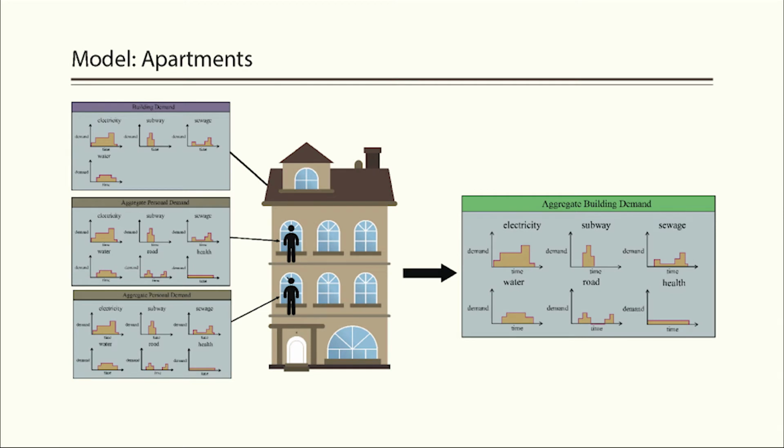Apartment buildings are a little bit special in that they combine the building's demand, which represents the basic minimum resources needed to function, with the aggregate contributions of the people who reside within it. So the aggregate building demand is taken by summing up all the demands for the residents and for the building itself.